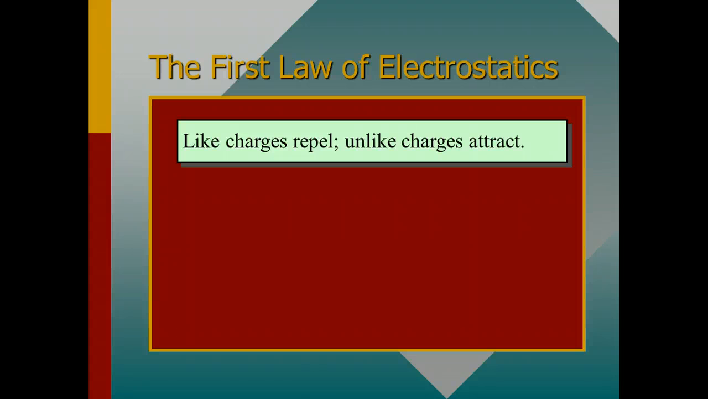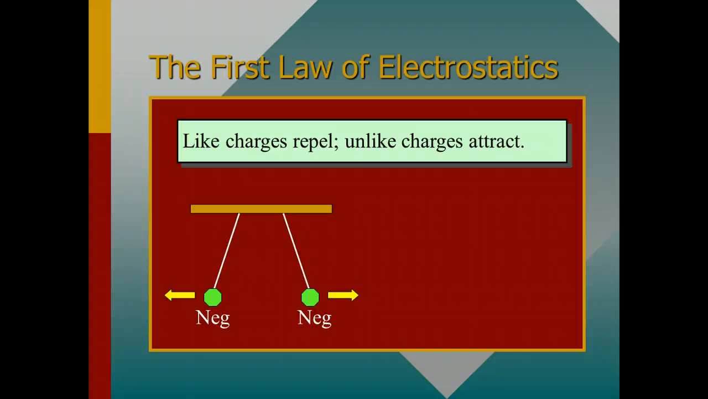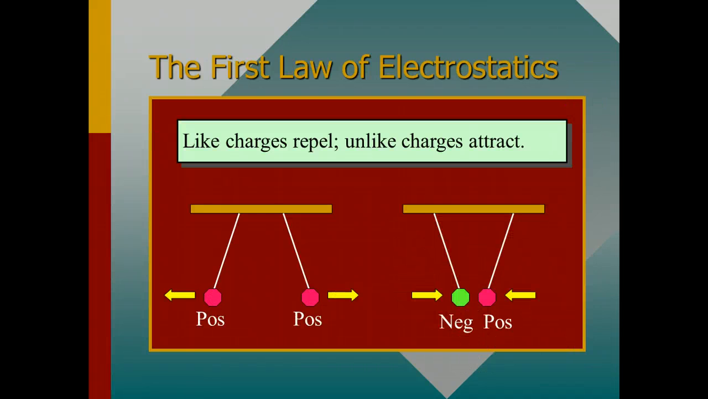And so this leads us to the so-called first law of electrostatics, which we talked about last class. Like charges repel, and unlike charges attract. So if we have negative charges, they repel. If we have positive charges, they repel. And if we have one positive and one negative, regardless of the position that they're in, they will attract.